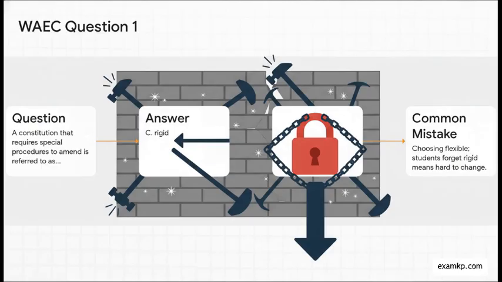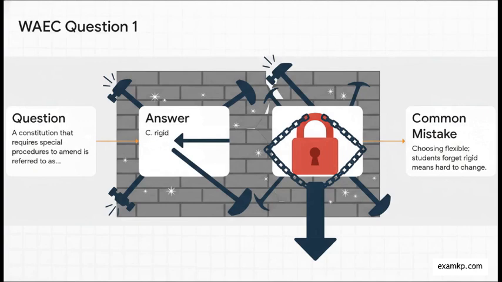The key phrase to lock on to here is "special procedures to amend." Now, we just talked about this, didn't we? That difficulty, that tough process for changing the law is the exact definition of a rigid constitution. So the answer is C, no doubt. A common mistake is getting flexible and rigid mixed up. Just remember, rigid means hard, like a solid door that you can't just push open.